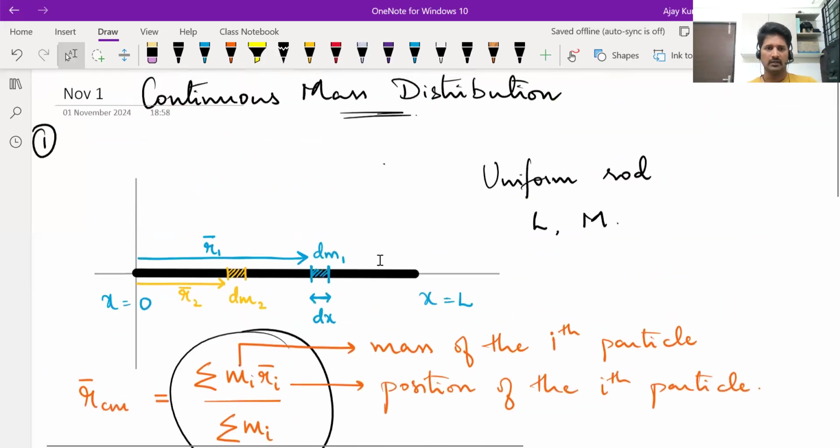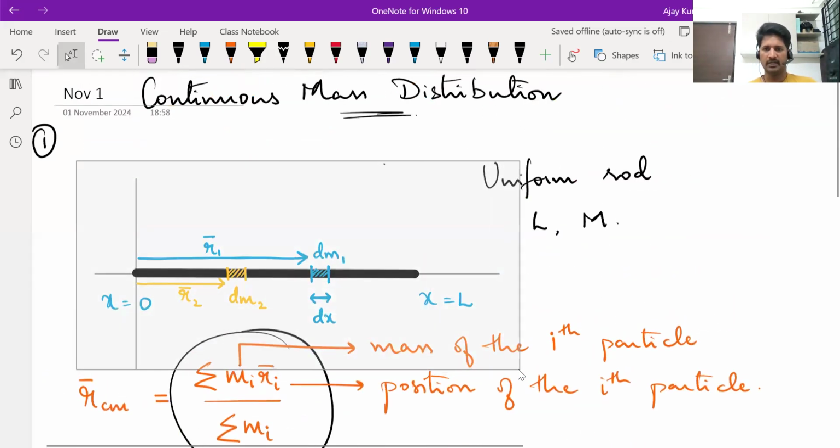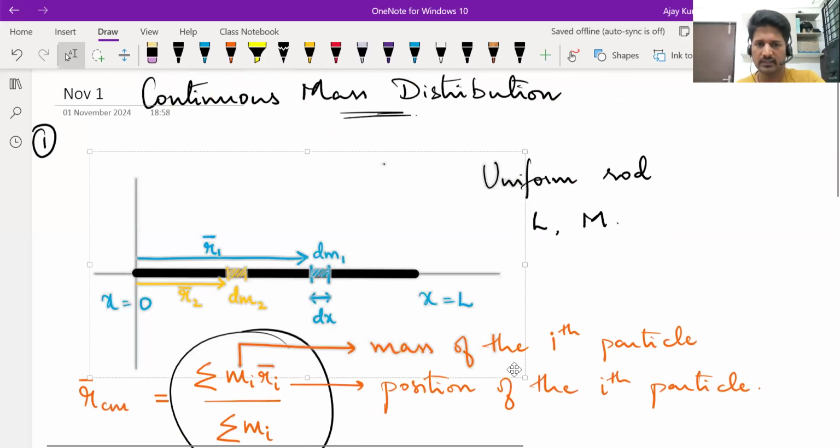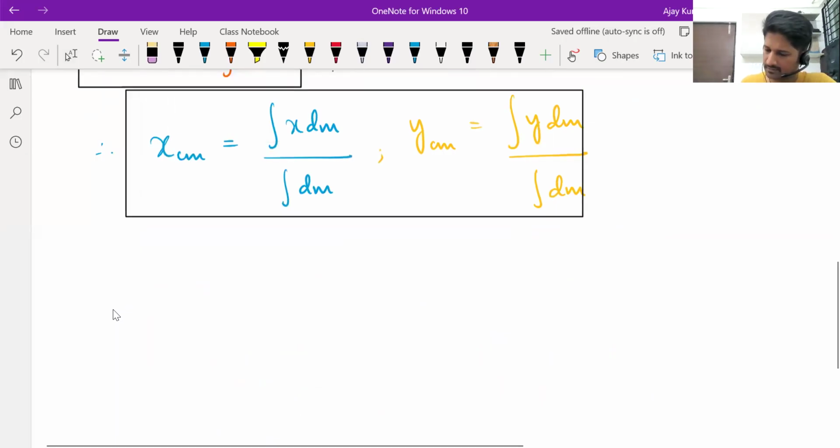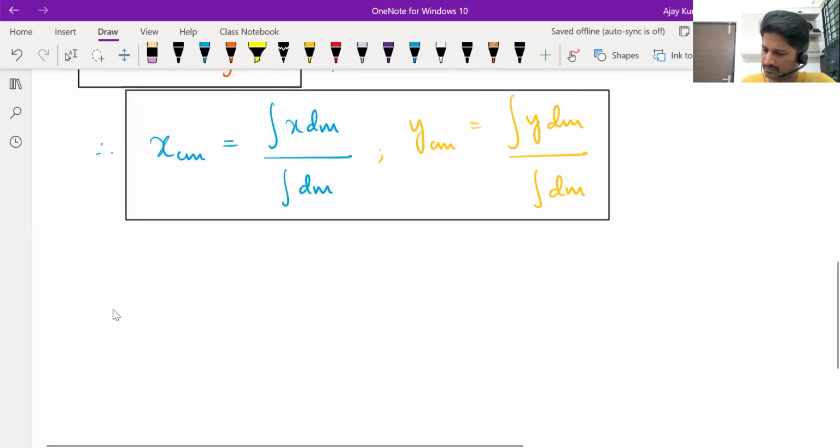Now, the given system here, the rod of length L placed along the x-axis, is a continuous mass distribution. I want you all to note down these formulas, the x coordinate of center of mass and y coordinate of center of mass for continuous mass distributions. We'll be using this.